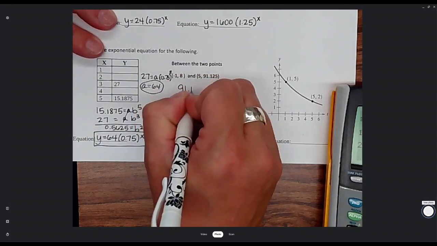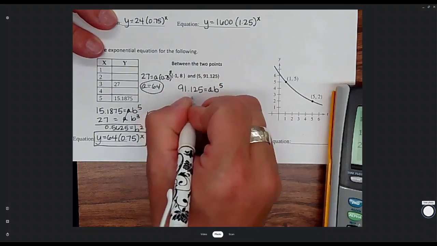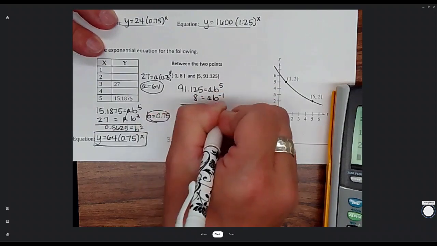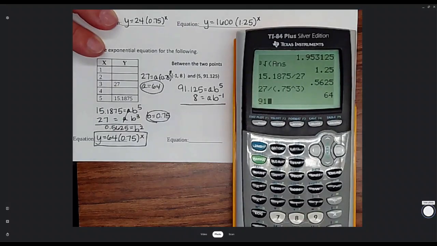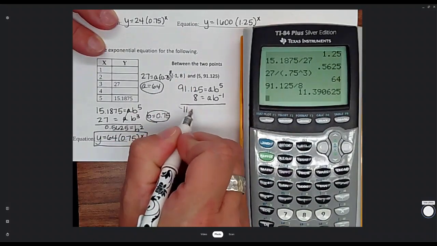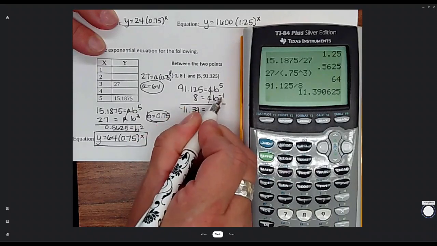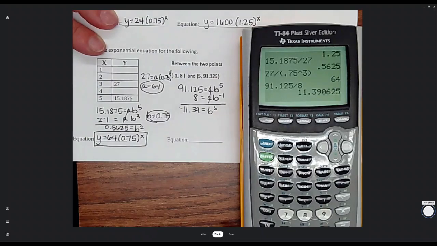So I'm going to put the bigger exponent on the top equation. So 91.125 equals ab to the fifth, and then 8 equals ab to the -1. Okay. So again, start by dividing. 91.125 divided by 8 gives us 11.39. 5 minus -1 is 6. Okay, so I need to take the sixth root of that 11.39.